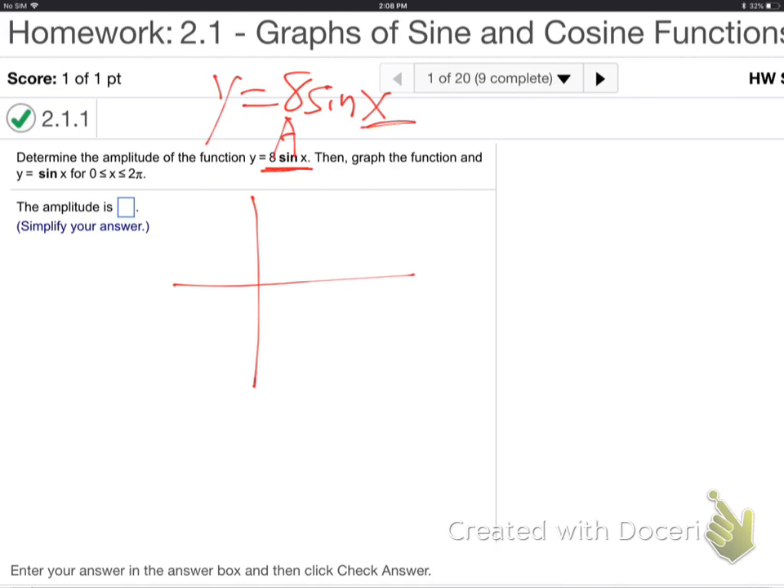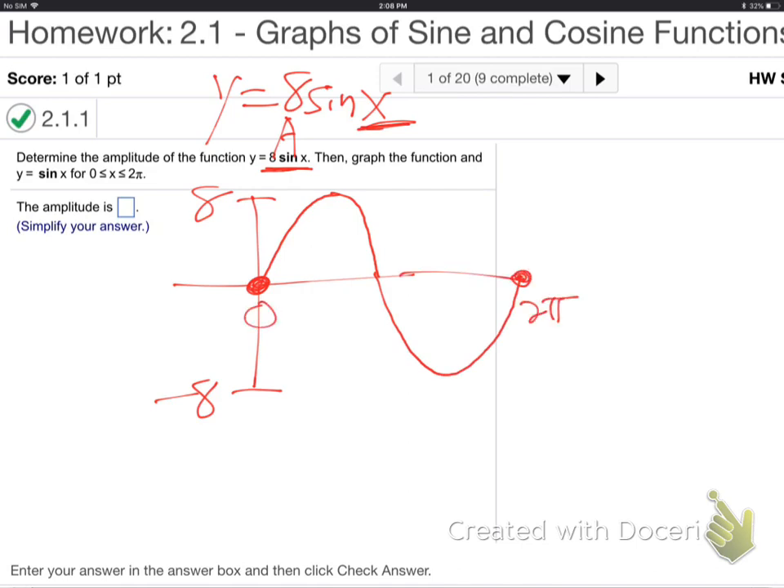Now notice there's nothing else going on with the x. So I'm not going to need to do anything else other than the new top is going to be 8, the new bottom is -8. Instead of 1 at the top and -1 at the bottom, it's 8 and -8. Everything else will still be the same. It'll still go to 2 pi. Start at 0, go high, go low, and it'll do all that between 0 and 2 pi.